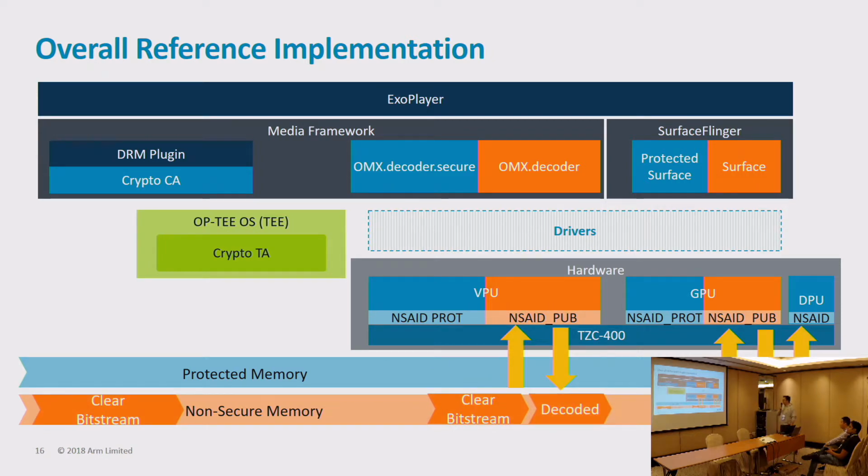And this is generally a clear bitstream. So the VPU just accesses the memory with the non-secure NSID. So that's the GPU and the DPU.